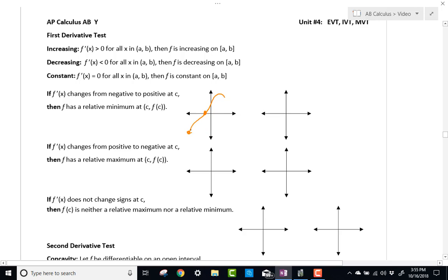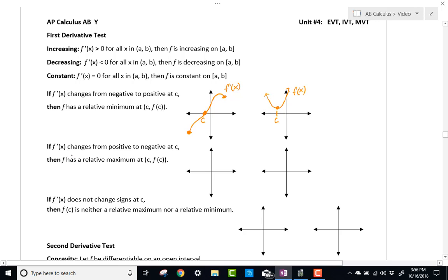So what this is basically saying is, if f prime changes from negative to positive, what does that mean? Let's say that this is f prime and it's coming up like this. So this is f prime, and we're going to say it's on this closed interval from here to here. If this is the point x equals c, then f would have a relative minimum, because if f prime goes from negative to positive, that means f of x goes from decreasing to increasing. That's going to look something like this. So I would have a minimum on f of x at the value of c.